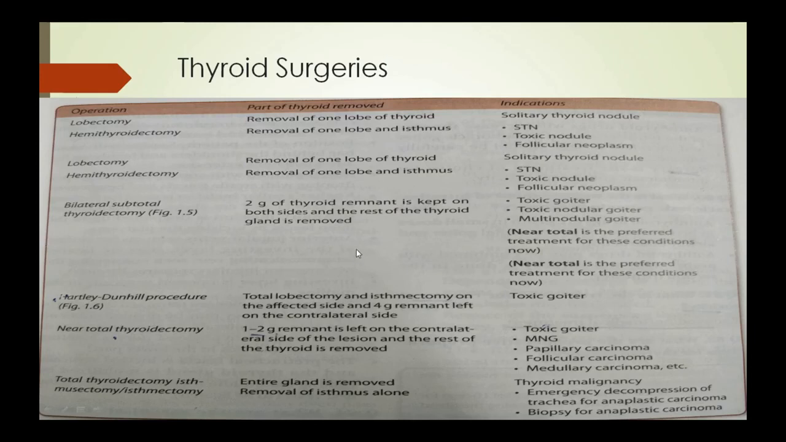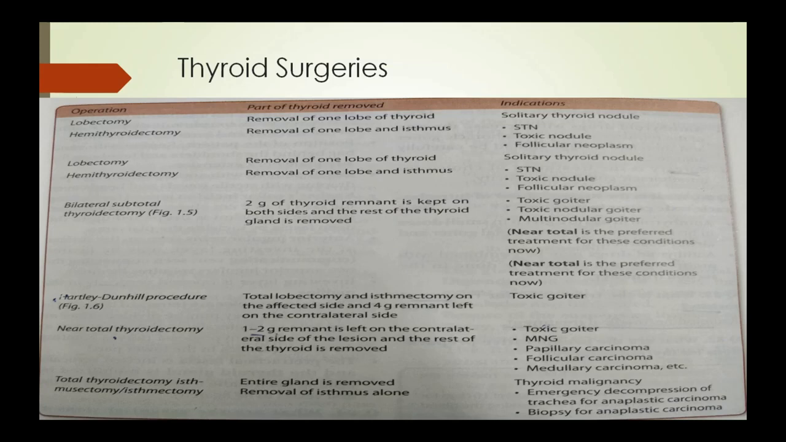This is just about the thyroid surgeries in short. The first two are repeated. Lobectomy is removal of one lobe of the thyroid. Hemithyroidectomy is removal of one lobe and the isthmus. Subtotal thyroidectomy is when 2 gram of thyroid remnant is kept on both sides and the rest of the thyroid gland is removed. That 2 gram is usually on the upper part, near the superior thyroid arteries. That is a subtotal thyroidectomy.